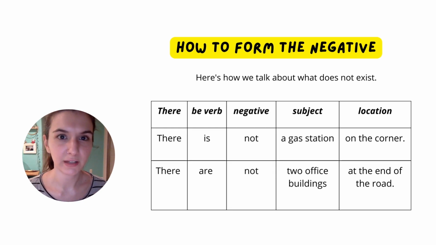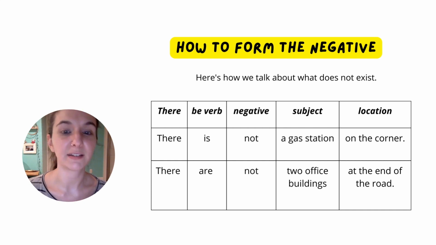Now, let's take a look at how to describe the negative, or how to say something does not exist. Now, in these cases, we don't normally start the sentence with the location. You can, but it just sounds a little less natural than starting with there. So first we need there, we need a form of to be, we need the negative not, we need the subject, and we need the location.